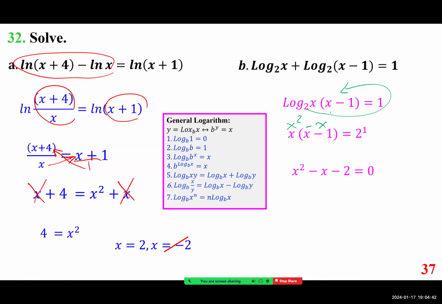It's a very simple case of factoring. You want two numbers, the product is negative 2, and the sum is negative 1. The answers are negative 2 and positive 1. So we have two answers, either x is 2 or negative 1.